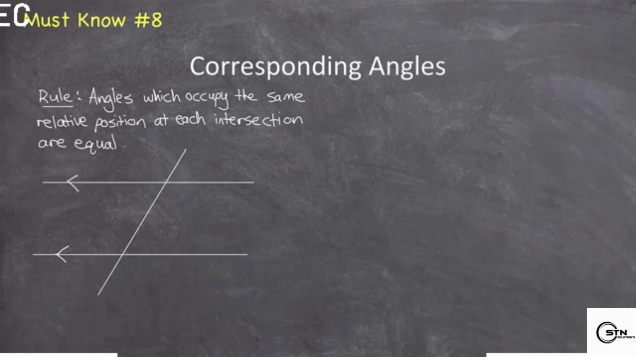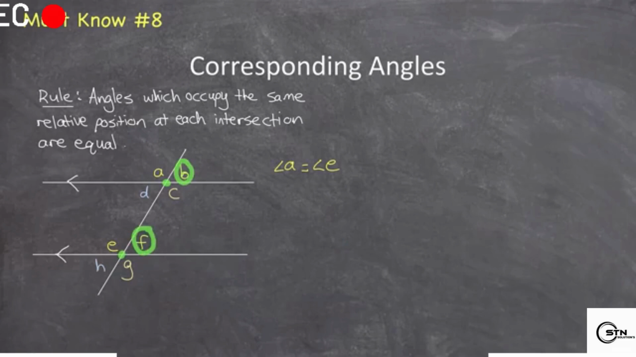Let me label all of those angles. And at each of those points of intersection, the theorem tells me that the angles which occupy the same relative position are equal. So if I go to both of those points of intersection and pick the top left angle, those would be equal to each other. So I know angle A would be equal to angle E. And if I do the same thing, but I pick the top right angle at both points of intersection, those would be equal to each other. So angle B is equal to angle F. Same thing with the bottom left angles, D would equal H, and the bottom right angles, C would equal G.